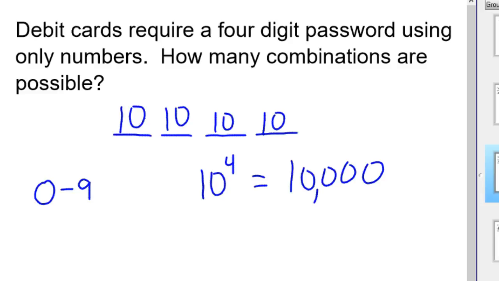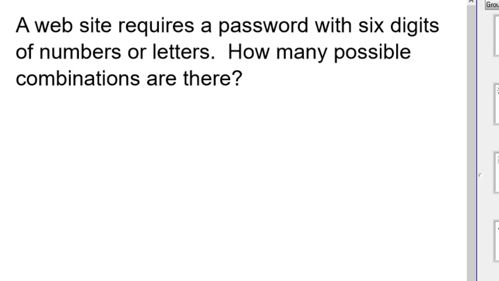All right, so let's move on and try a different one, maybe something a little more complex. A website requires a password with 6 digits of numbers or letters. How many possible combinations are there? Again, stop the video and see what you can do.